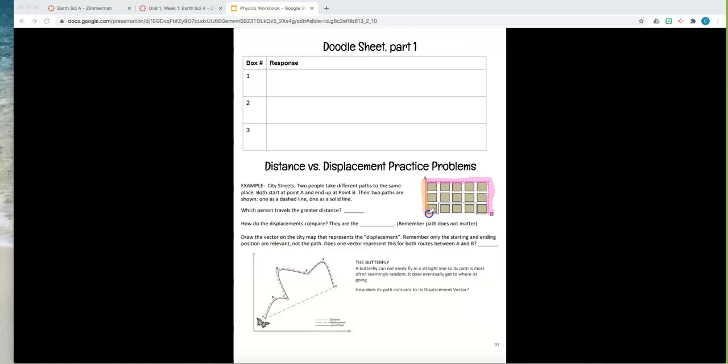The first question is going to ask us which person travels the greater distance. Because the dotted line or dashed line is simply on the outside and doesn't take any detours, it is going to be a shorter distance than the straight line that goes up and around these blocks. So the answer to the question is going to be the straight line.